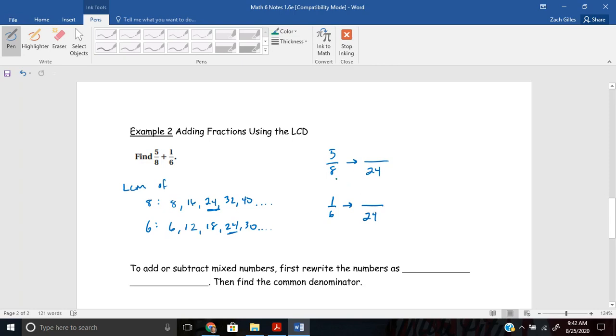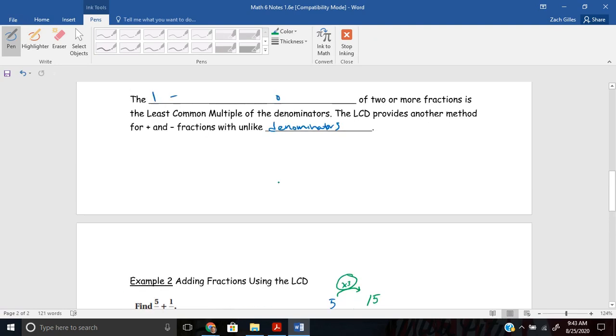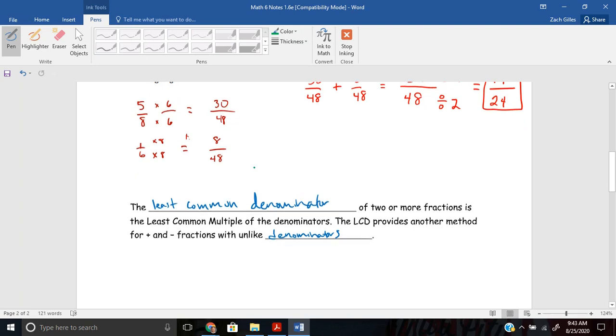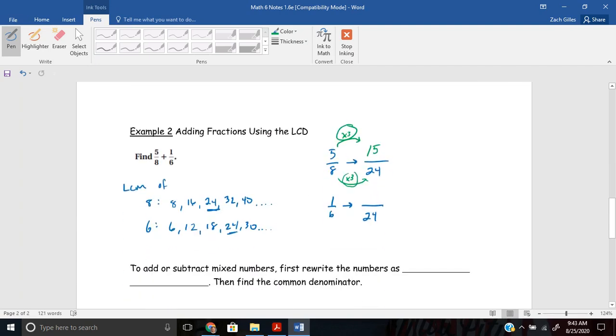So what I'll do is I'll ask myself, 8 times what number is 24? Well, that would be 3. So if I multiply by 3 on the bottom, I need to multiply by 3 on the top to keep this fraction equivalent. So 5 times 3 would be 15. That's the same reason as before up here when I multiplied by 6 on top and bottom, because it's like multiplying by 1 and keeping these fractions equivalent, right? So I multiply by 3 on top and bottom to keep this fraction equivalent.